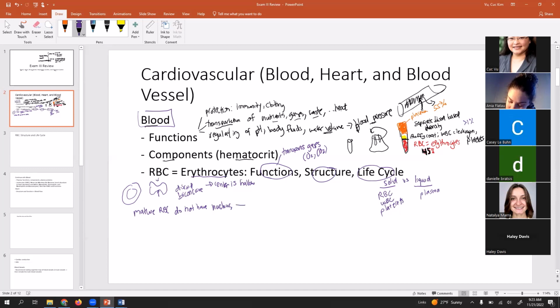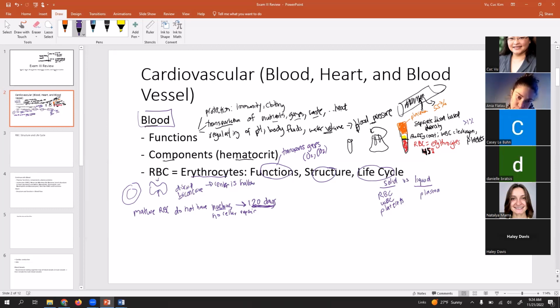And that's why, in terms of their life cycle, how long can they exist? 120 days. That's right. As the red blood cells pick up the oxygen and the carbon dioxide and transport it through the blood vessels, they have to squeeze in and out, right? They're going to get damaged. And because they have no nucleus, that means no cellular repair. That accounts for why they only last for 120 days.